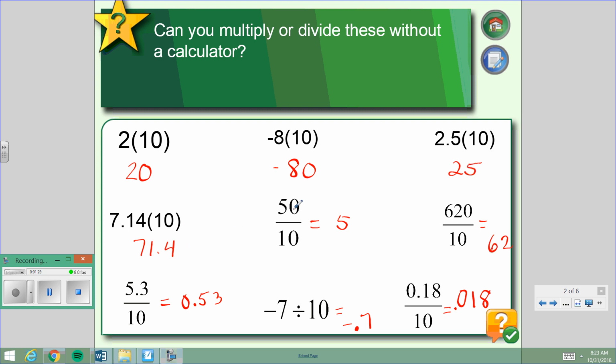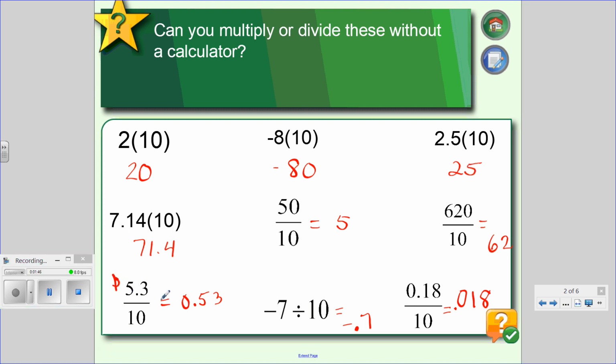You might have had to do some longhand multiplication on that if you didn't know some of these tricks for multiplying by tens. 50 divided by 10, 50 cut 10 ways, is positive 5. 620 divided by 10 is 62. And 5.3 divided by 10 is 0.53. So $5.30, if you think about this in money, divided 10 ways is 53 cents. A negative 7 cut 10 ways: a negative divided by a positive is a negative, and it's going to be negative 0.7. 0.18, if you had 18 cents cut 10 ways, divided by 10, is 0.018. A little less than 2 pennies, 0.018.